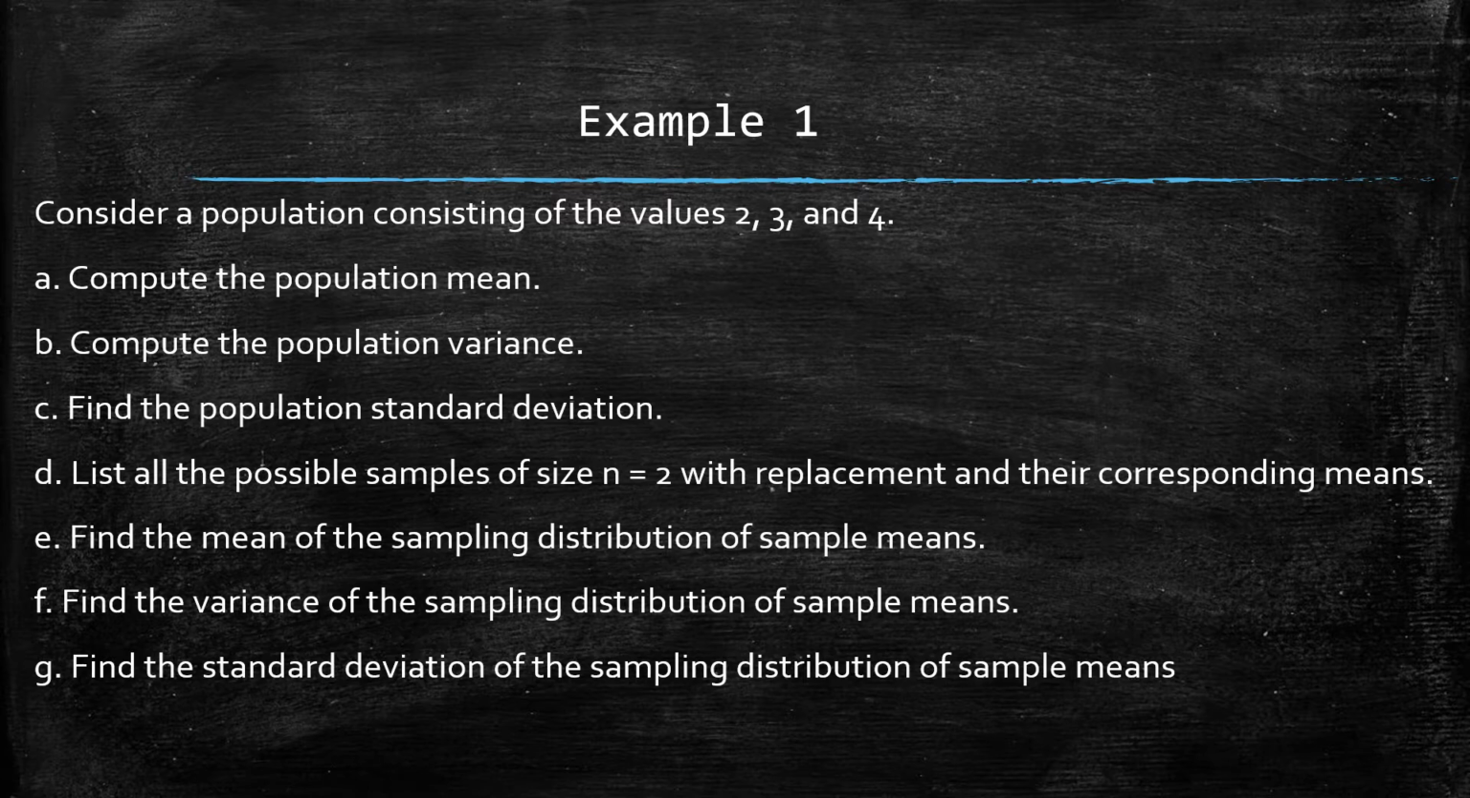This is the population. So you are going to compute the population mean, variance, and standard deviation. Then after that, you're going to list all the possible samples of size 2 with replacement and their corresponding means. We actually did it in the previous video, so we're just going to copy. Then after that, you're going to find the mean, variance, and standard deviation of the sampling distribution of sample means.